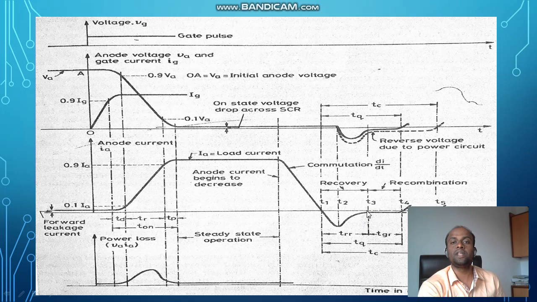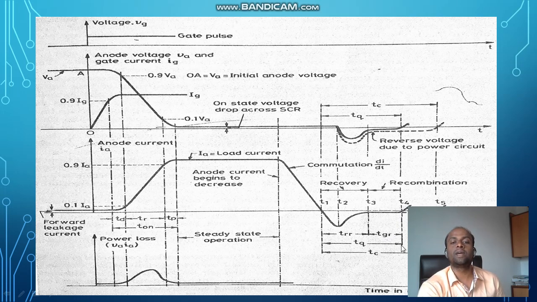So what to do with them? We need to recombine them. From this point to this point, this is called the gate recovery, meaning these electrons and holes are compelled to recombine. Here you can see there will be some reverse voltage, and then it will come to zero. When the electrons and holes recombine, it is called the gate recovery. And at the point T4, the device is completely switched off.